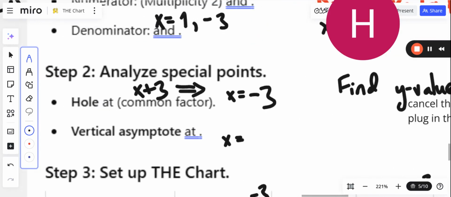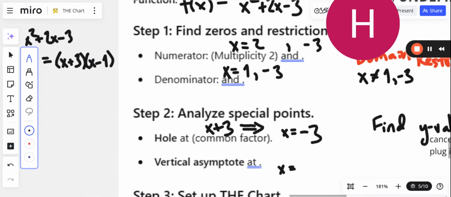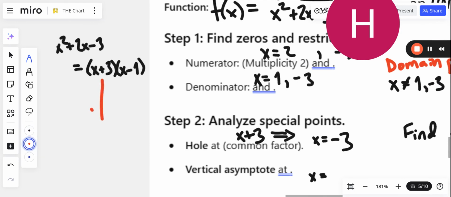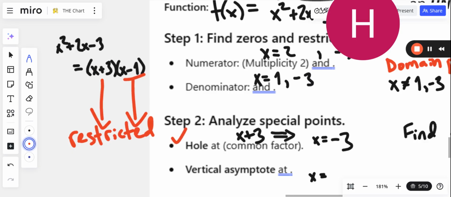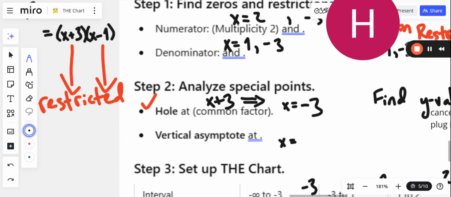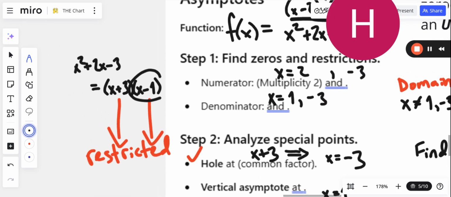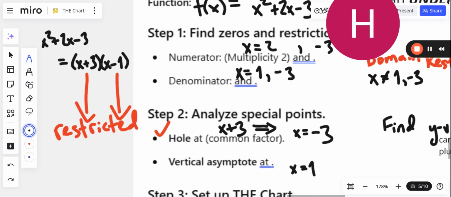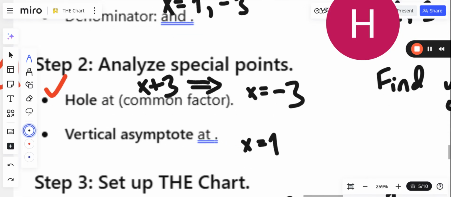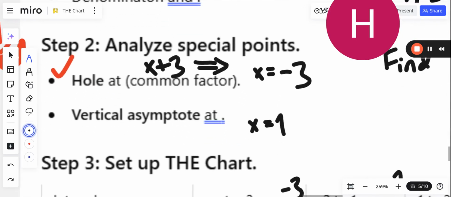Okay, let's take a look at the vertical asymptote. That's going to be where the other value is 0. Remember, our two restricted values were our factors for the restricted. One of them canceled, x plus 3 canceled, and that gives us the hole. And then x minus 1 is still there, which gives us an asymptote at x equals 1. Because that will make this denominator factor equal 0, which will make the whole denominator 0, which makes the fraction undefined.